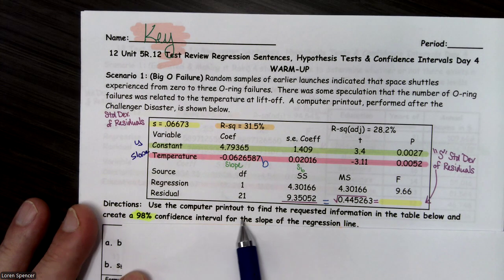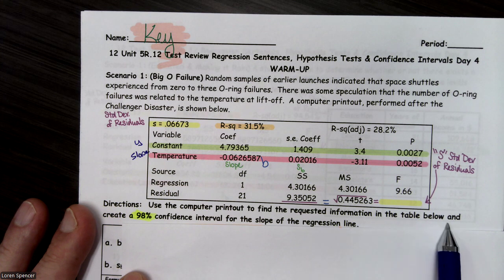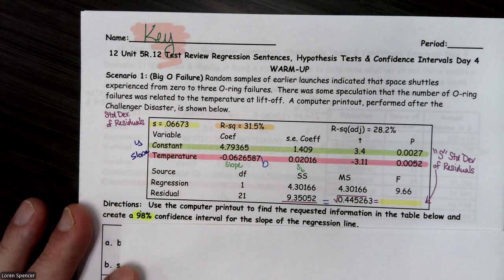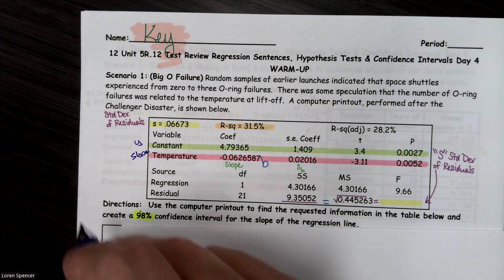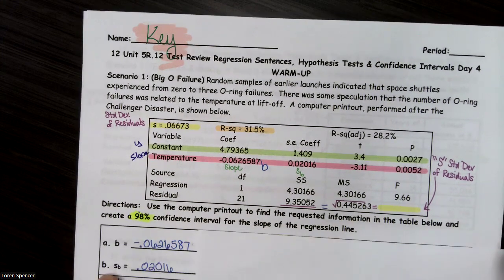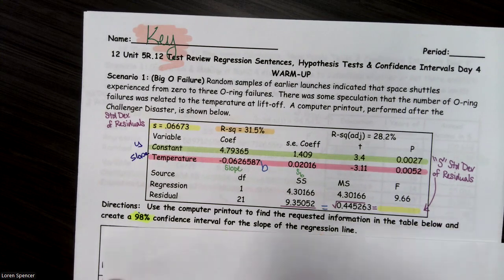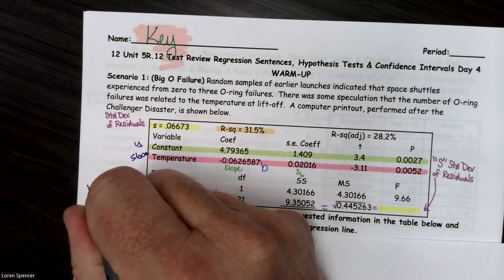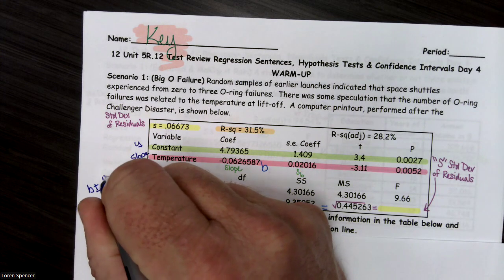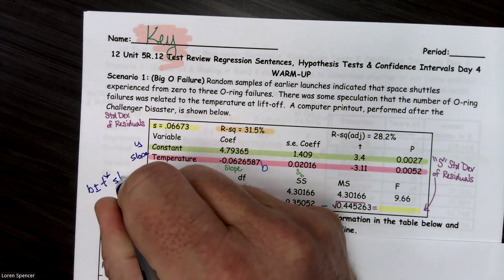So here it goes. Use the computer printout to find the requested information in the table below and create a 98% confidence interval. That's going to be important for us. And the formula for the confidence interval is B plus or minus T star SB.